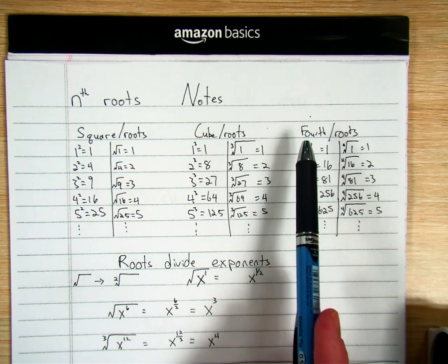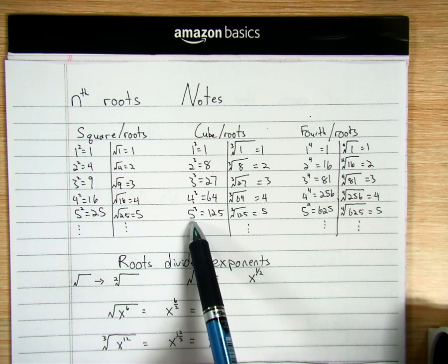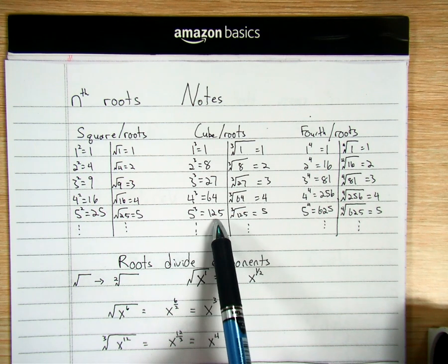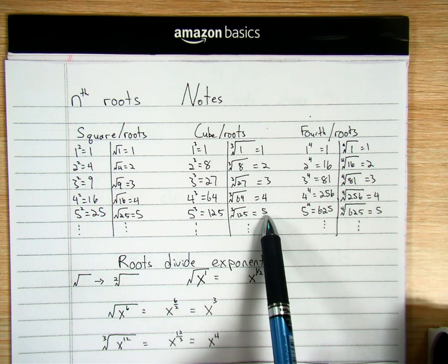Okay, cubes and cube roots, let's look at 5. 5 cubed, 5 times 5 times 5, is 125. The cube root of 125 is 5.